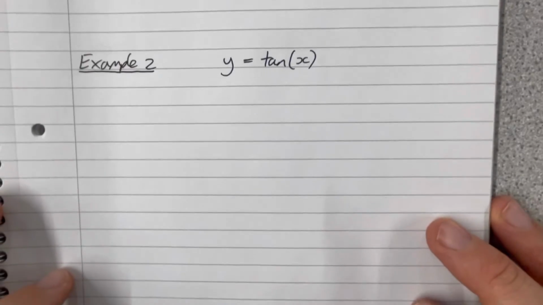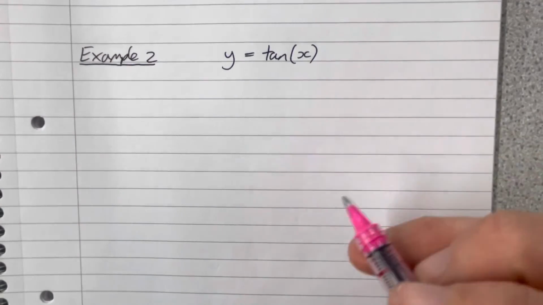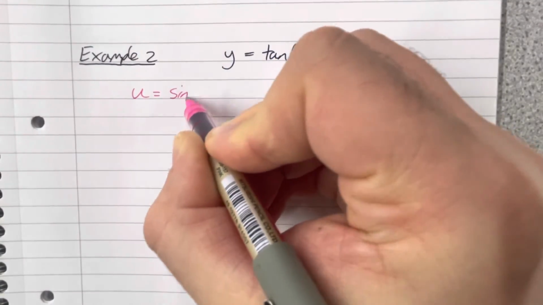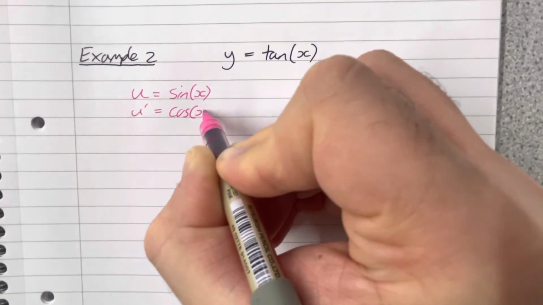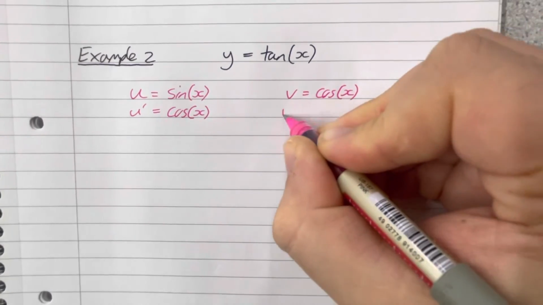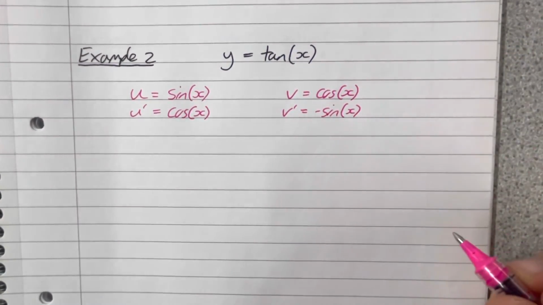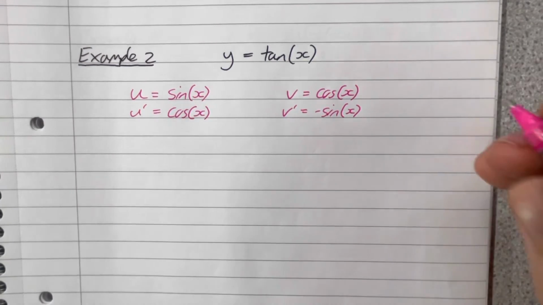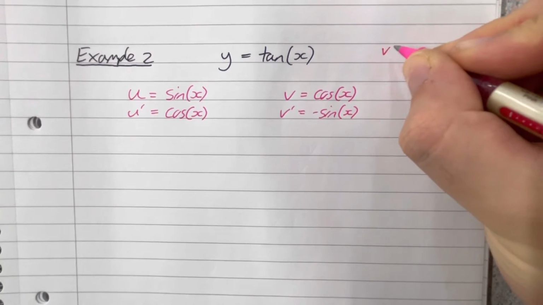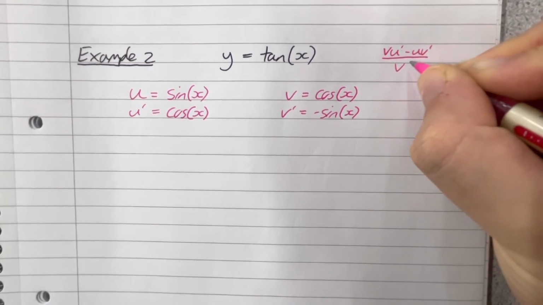Example number 2. Not looked at tan yet, and that's because we need the quotient rule to do it. So now that we have the quotient rule, we can differentiate. So we're going to have u is sine of x, which means u primed is the cosine of x, v is the cosine of x, and v primed is the negative sine of x. Okay, and that's because tan is sine over cos. Again, the formula for the differential is vu primed minus uv primed over v squared.